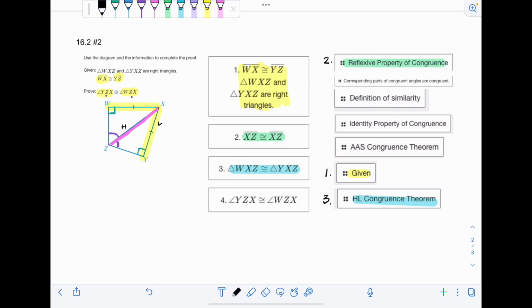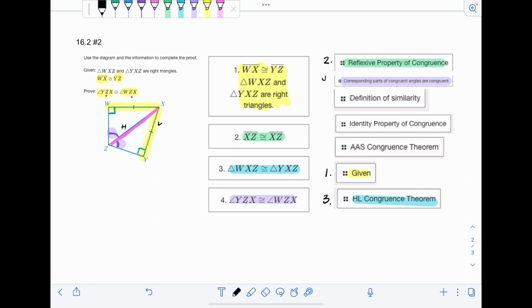So 3 would be hypotenuse leg theorem. And then once we say that the triangles are congruent, with whatever congruence theorem, then we can say that any of their corresponding parts are congruent, which is what we need to do to say that these two angles are. So next we can say that angle YZX, that was this one, and angle WZX, that was this one, we can say they're congruent because corresponding parts of congruent angles are congruent.